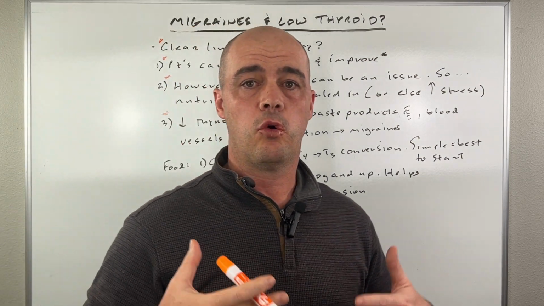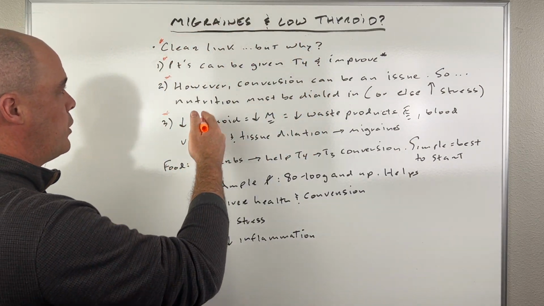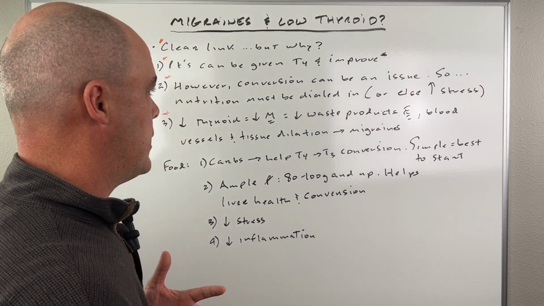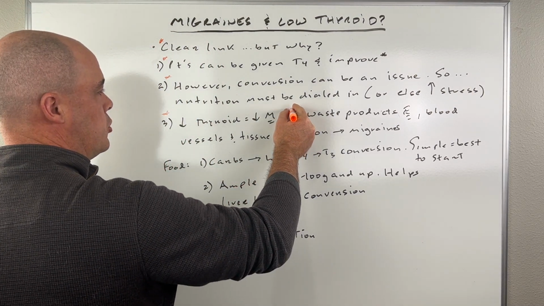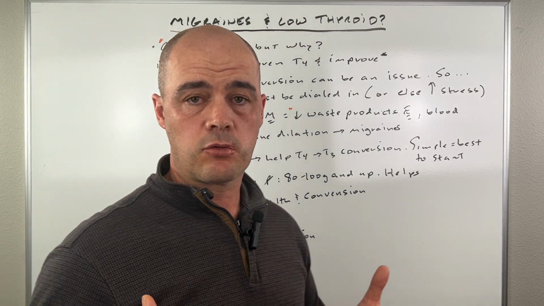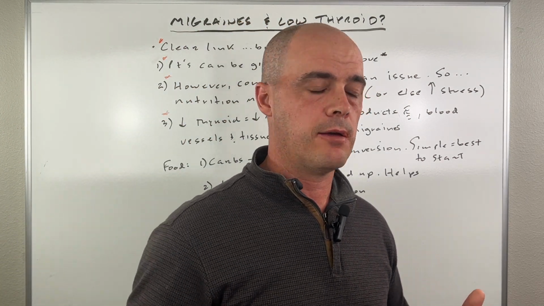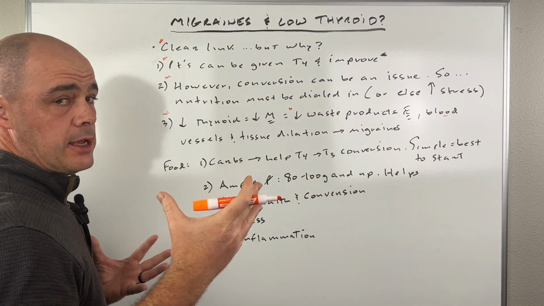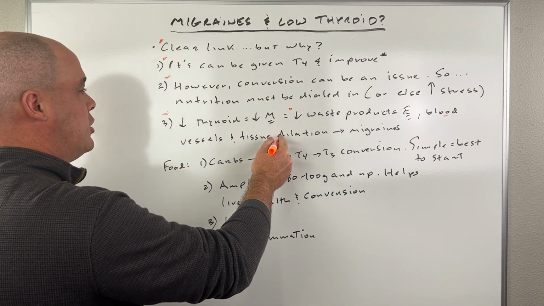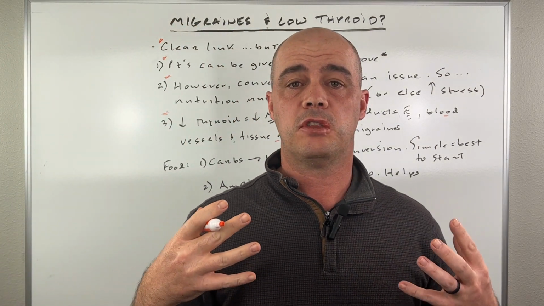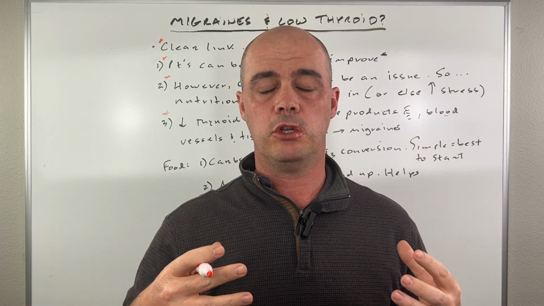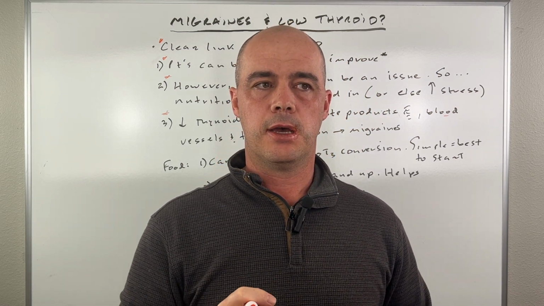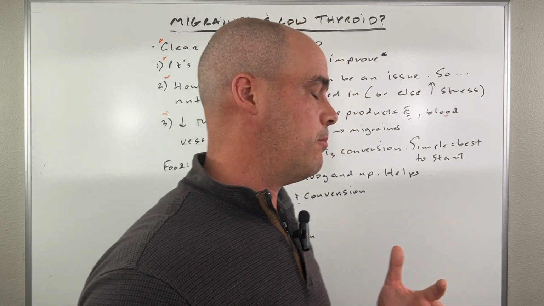Another option as to why there's this link is that when you see somebody with a low thyroid, by definition, that means they have a low metabolism. When you have a low metabolism, you're going to be getting rid of fewer waste products. That's why we see constipation in a lot of folks who have low thyroid. You're also potentially going to see dilation of the blood vessels and tissue dilation. And sometimes that occurs in the brain, that blood vessel dilation. And when you see that, you can see migraines. So we don't know for sure what's going on, but those are some options and the things that make the most sense.